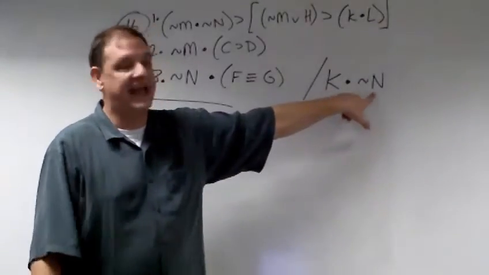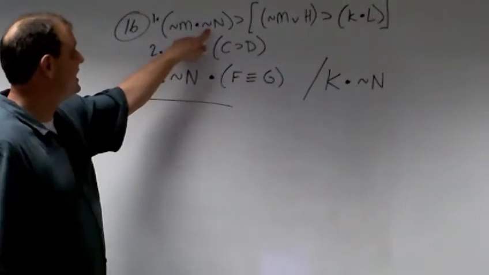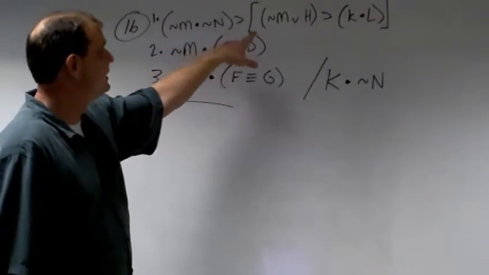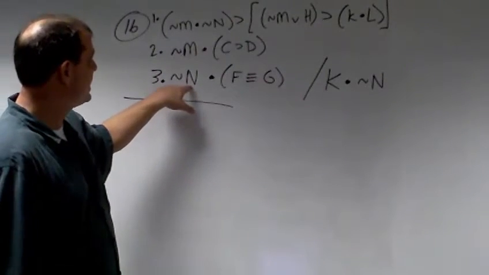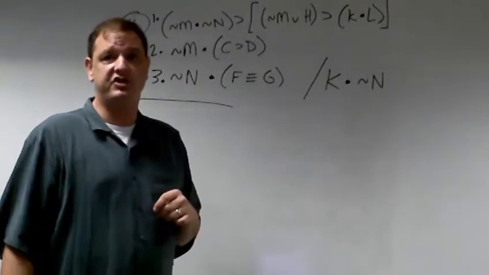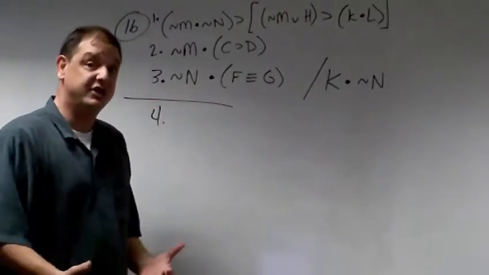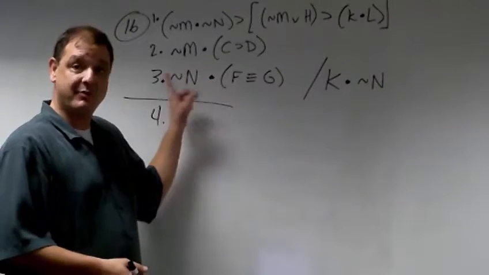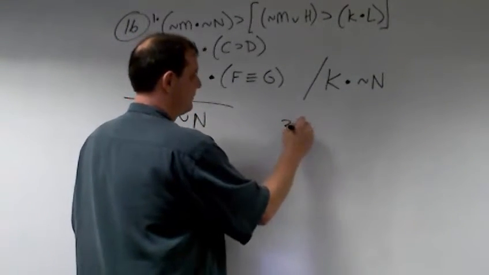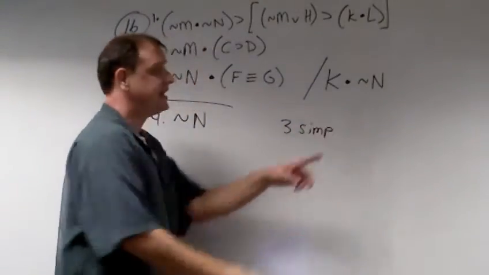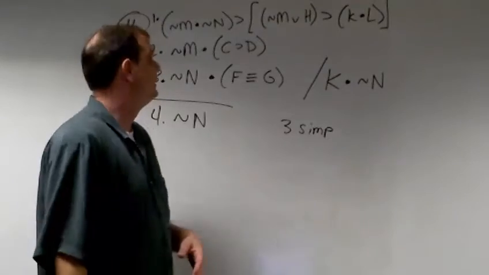Our conclusion is K and not N. So the first thing we want to do is find K and not N in our premises. Here's an N, and it's a not N. Here's a K. Here's a not N. Oh, this is not N and F if and only if G. So just by simplification, because this is part of an and statement, we can pull this not N out. Which is nice, because now we're halfway to our conclusion.